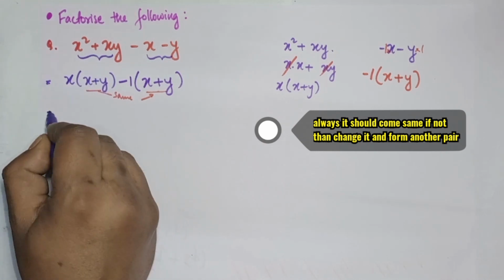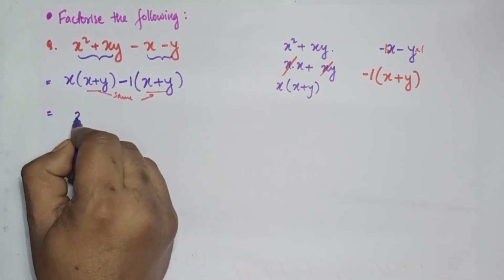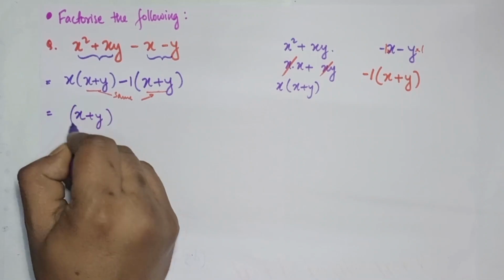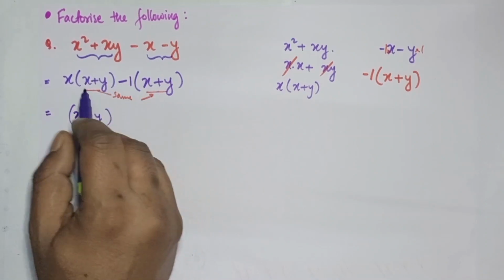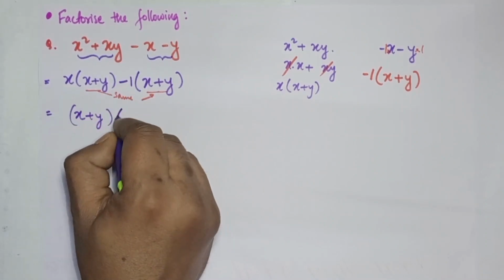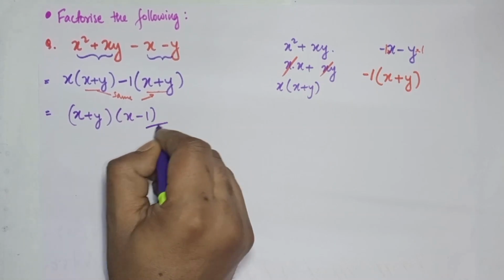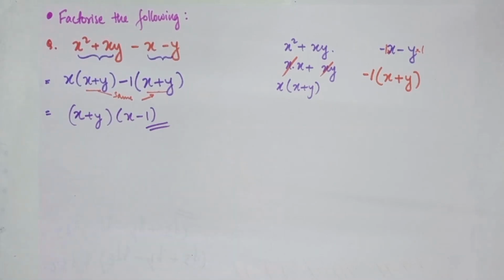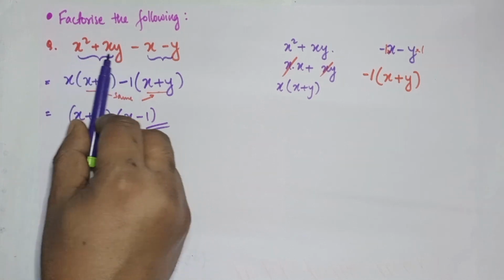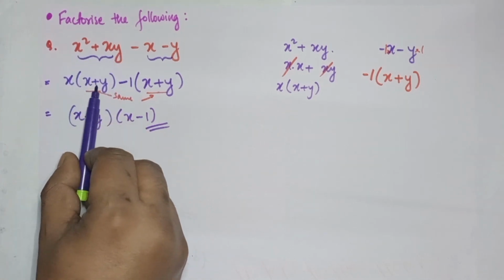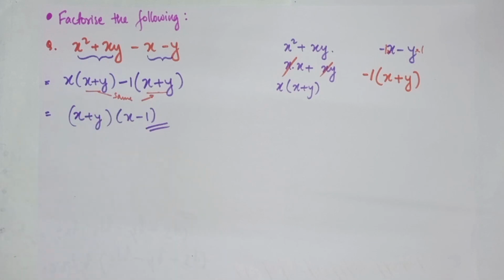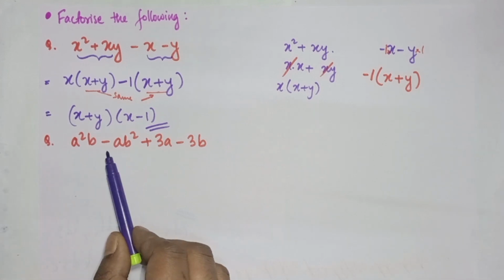Now what you will do is take this common, so (x plus y) will be common. That means you write this once. Now what is left over, this and this, you write in another bracket, so (x minus 1). So this is your factorization. Hope you are clear with this. Whenever there are 4 terms, you make pairs, then take the common such that both come the same. Now let's solve another. So here we have another question. You can see that in this also we'll form a pair.